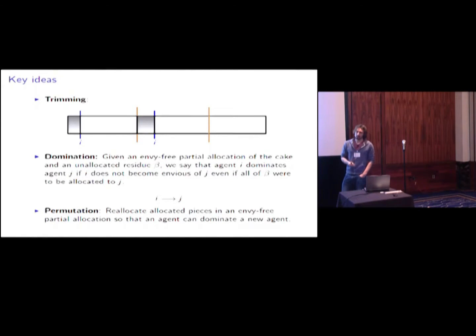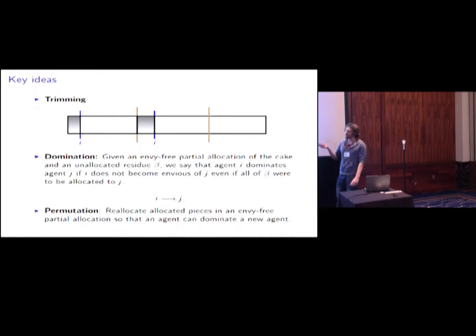So throughout the protocol, part of the cake ends up being allocated, and you are left with some residue cake, which is so far unallocated. And we say that an agent I dominates an agent J if, with respect to the partial allocation and the residue, I would be willing to give all the residue to agent J. So what this means is that in the partial allocation, I has accumulated an advantage which he values to be bigger than what's left over.